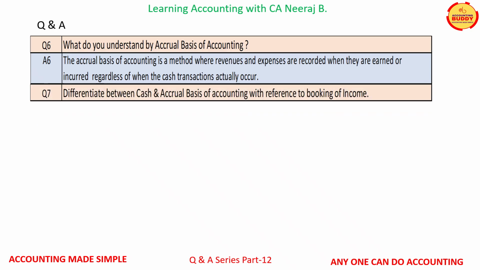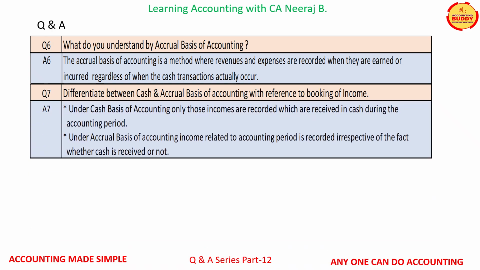Question number 7. Differentiate between cash and accrual basis of accounting with reference to the booking of income. Answer is, under cash basis of accounting, only those incomes are recorded which are received in cash during the accounting period. While under accrual basis of accounting, income related to the accounting period is recorded when it is earned, irrespective of the fact whether the cash is received or not.